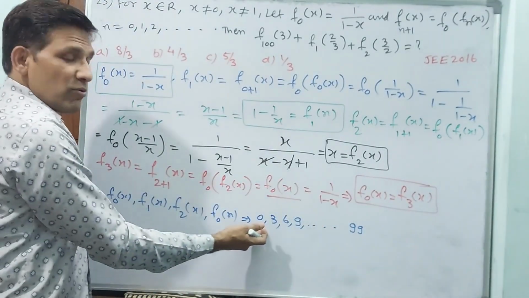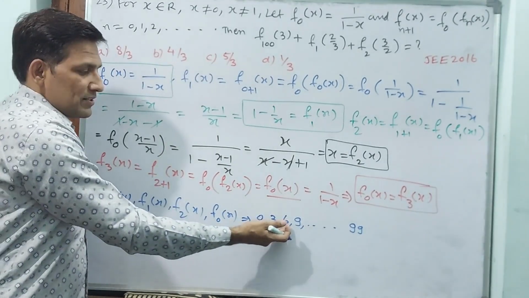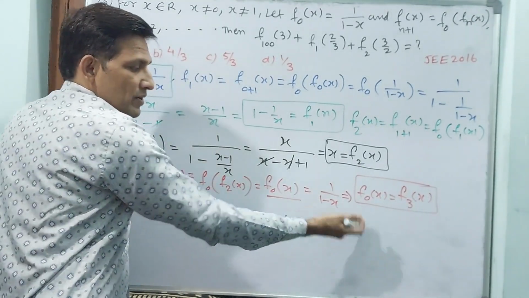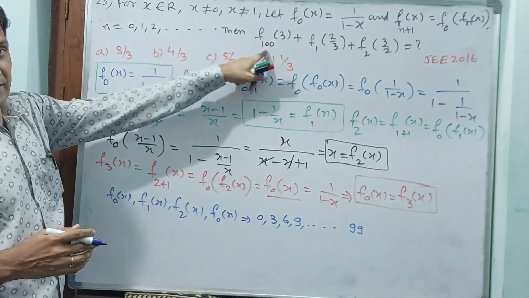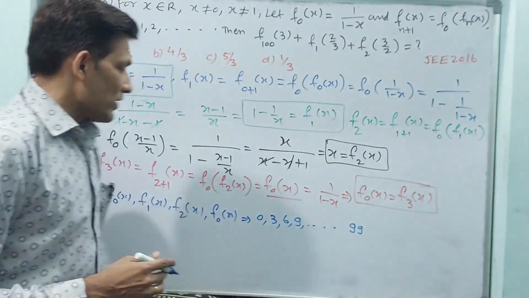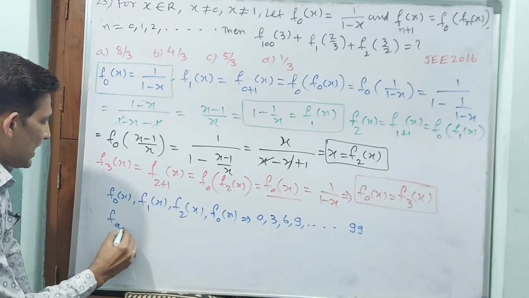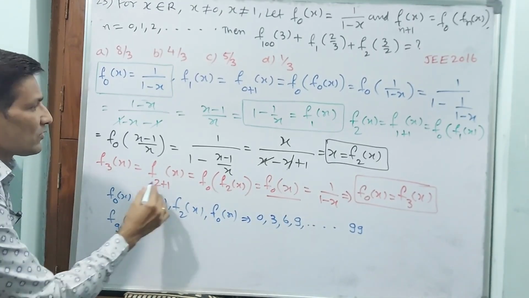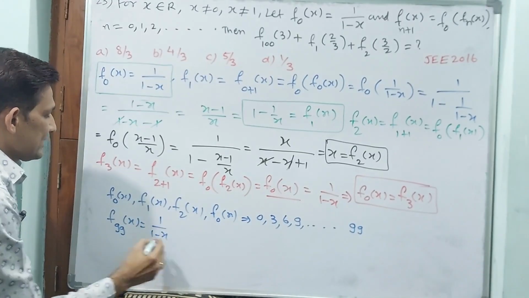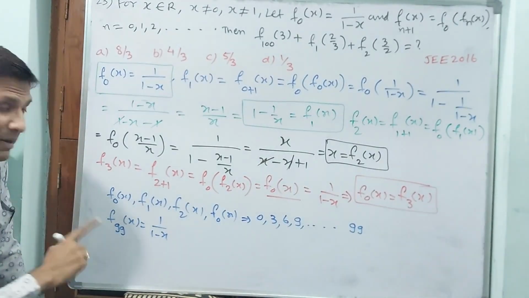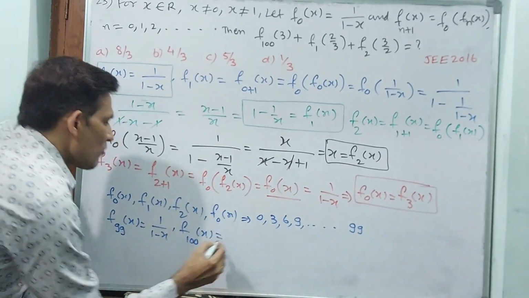Why? Because this is the table of 3. 3 into 0, 0; 3 into 1, 3; 3 into 2, 6; 3 into 3, 9; 3 into 33, 99. You require up to 100 only. That means what can we say? I will say like this: f99 of x is equal to 1 by 1 minus x. That is f99 of x, but not 100. Then go for 100. f100 of x is equal to how much?